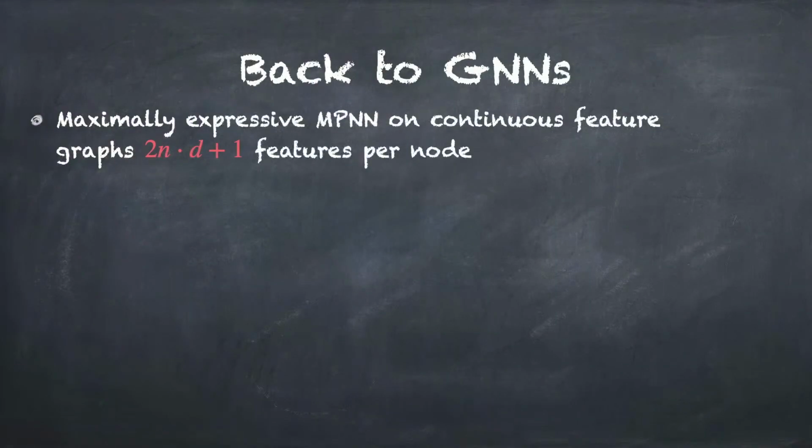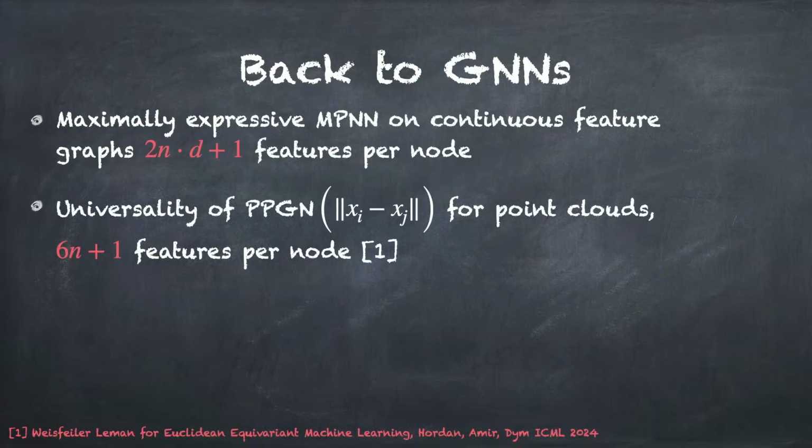So what we can get from here is, if we want to talk about MPNNs with continuous features, you can get a maximally expressive MPNN with 2nd plus 1 features per node, where n is the number of nodes in the graph, and d is the initial dimension of the nodes.